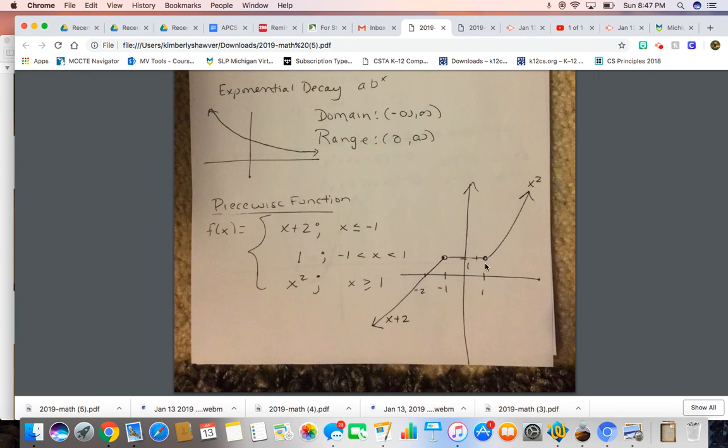Now, to the left of -1, so for values of x less than or equal to -1, you should circle or fill this in, is the line segment that goes from -1 out towards negative infinity. So we're going to draw that line segment in. So these tell you where to start and stop your functions. Hope that helps.